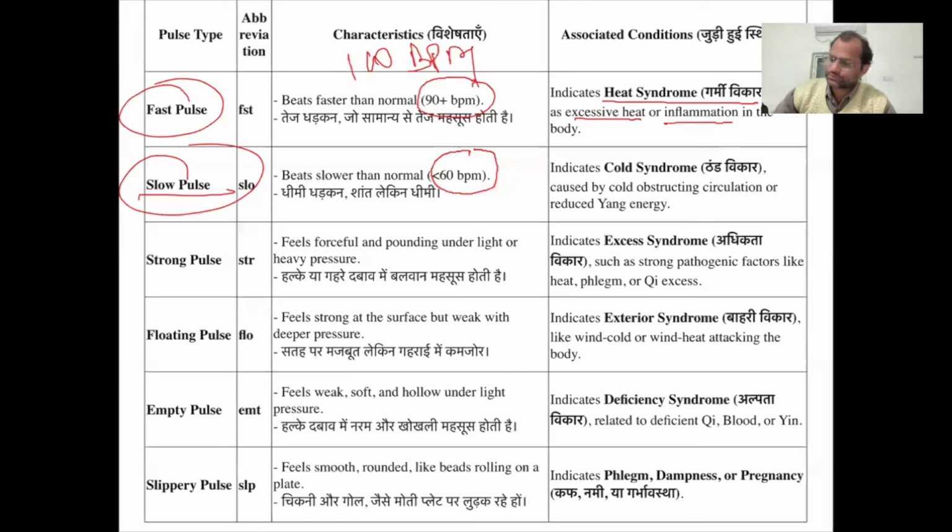Now, if the pulse is slow, less than 60 per minute, maybe 58 per minute, or even sometimes 60, sometimes 62 per minute also. It depends on the person. If the person is not sporty, then 62 per minute also is a low pulse.